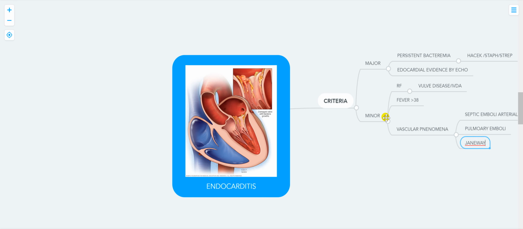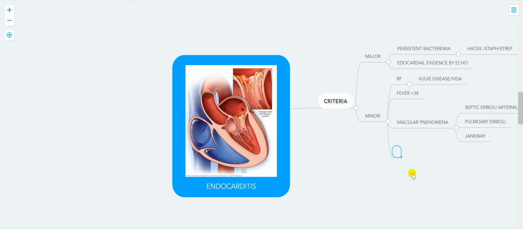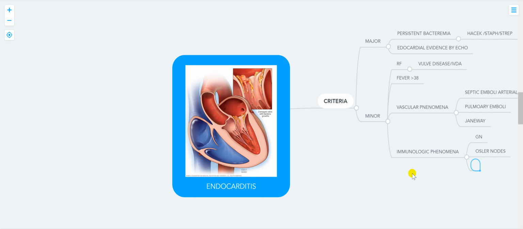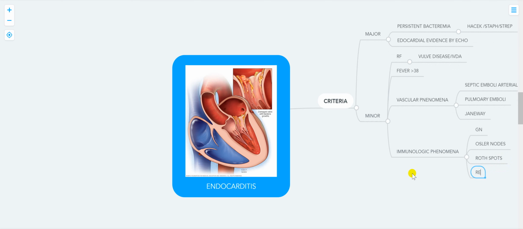Osler nodes are painful, in the fingertips. Or it could be immunologic phenomena, like glomerulonephritis, Osler nodes, Roth spots, could be renal failure. So these are the minor criteria.